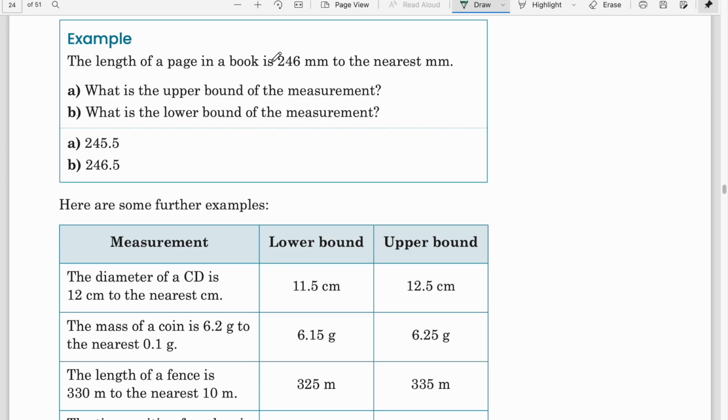The length of the page of a book is 246 millimeters to the nearest millimeter. So nearest millimeter would mean plus minus half of it. For the upper bound of the measurement, we will add this: 246.5. What is the lower bound? We will subtract this: 245.5. I think the book has swapped it. 246 is upper and 245 is lower.